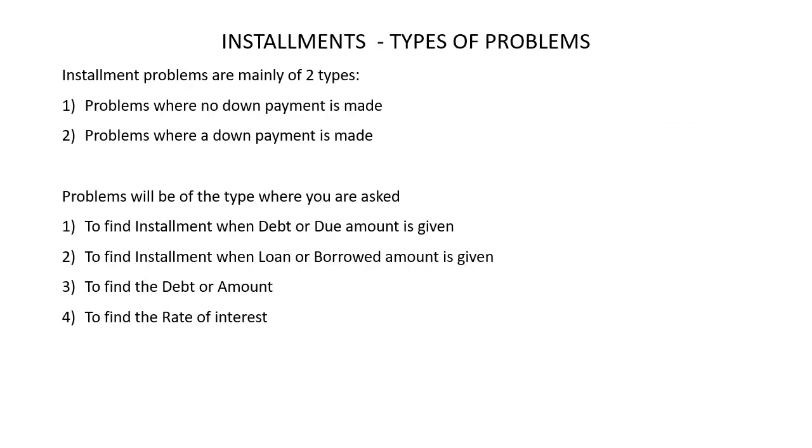The types of problems in installment are mainly of two types: problems where no down payment is made and problems where down payment is made. Now problems will be of the type where you are asked to find installment when a debt or due amount is given, or you may be asked to find installment when loan or borrowed amount is given, or you may be asked to find the debt or amount, or you may be asked to find the rate of interest. Let's solve a few problems on each of these types.